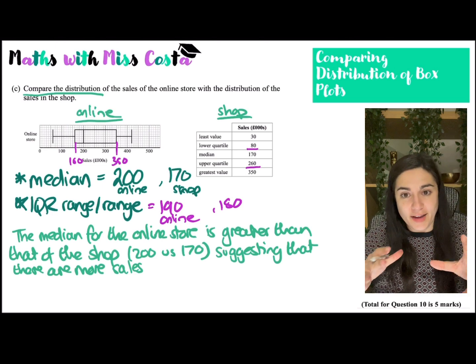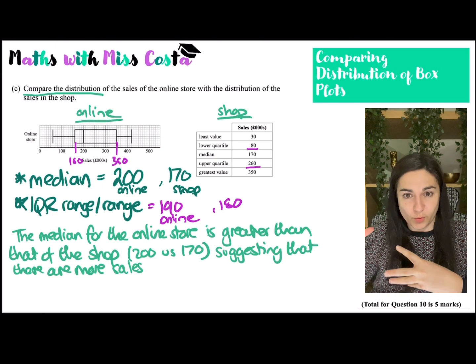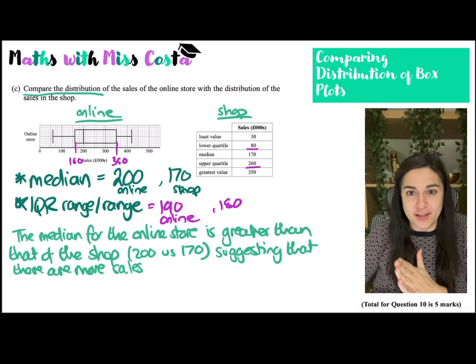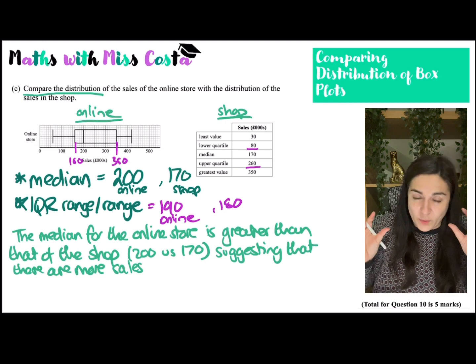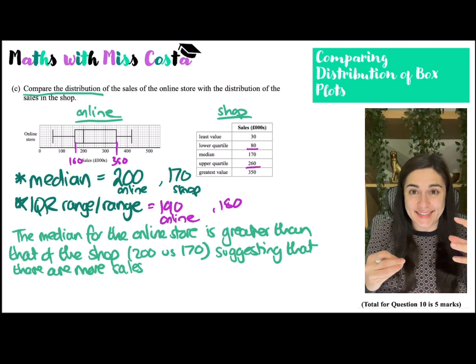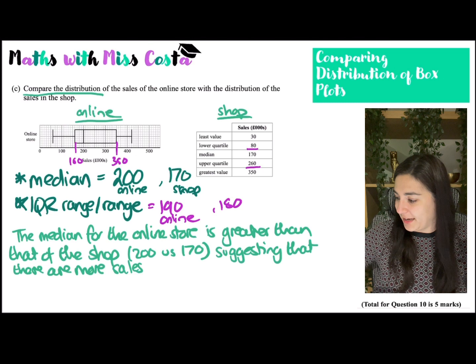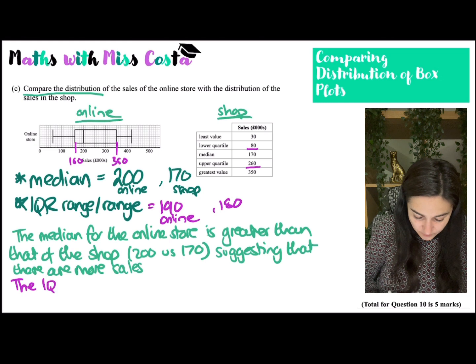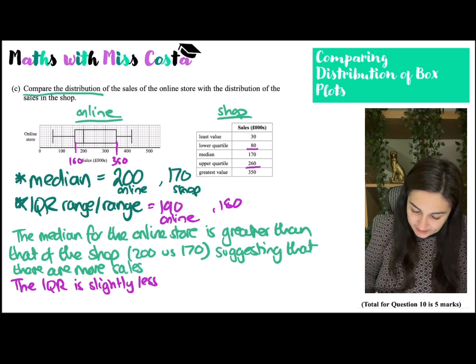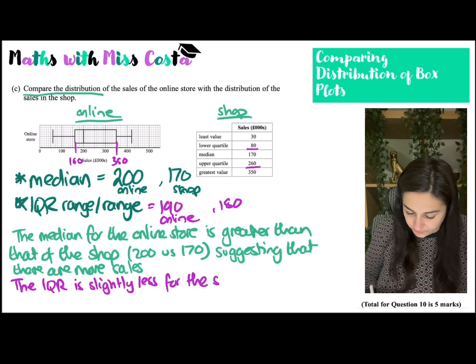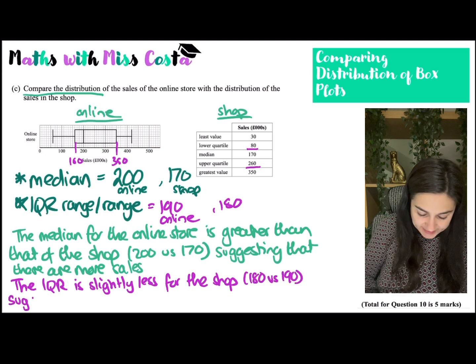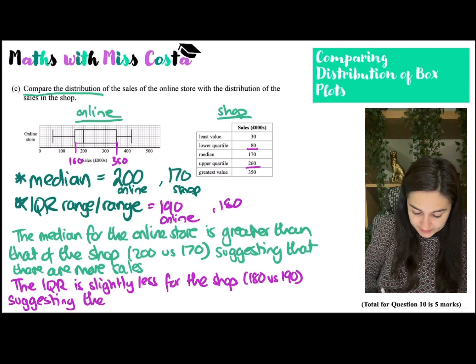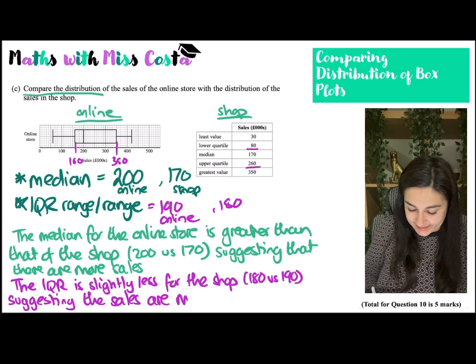So, okay, a higher median suggests that there's a higher overall score. So in terms of sales, that's good because the higher the median, the more sales that you have. Now, when it comes to range, what that tells you is how consistent the data is. So we could say that the interquartile range is slightly less for the shop, given our numbers, 180 versus 190, suggesting the sales are more consistent.